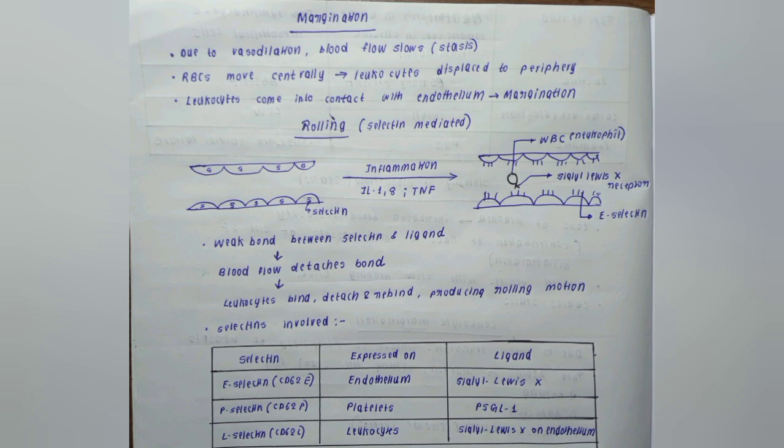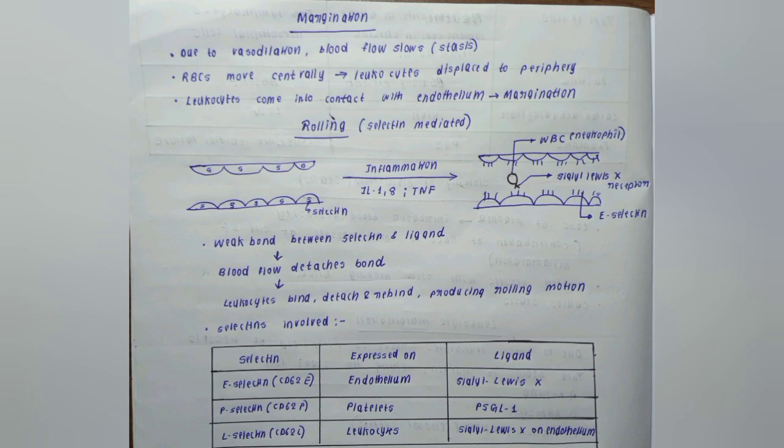And you have to write the selectins involved here. That is E-selectin, P-selectin, and L-selectin. E is endothelial selectin, P is platelet selectin, and L is leukocyte selectin. The ligands are also mentioned here. For E-selectin, it is Sialyl-Lewis X. For P-selectin, it is PSGL-1, and for L-selectin, it is Sialyl-Lewis X only, but it is present on the endothelium. If you carefully observe the diagram, the Sialyl-Lewis X receptor is present on the neutrophil, or broadly I can say WBC. But in the case of L-selectin, the ligand, Sialyl-Lewis X, is present on the endothelium.